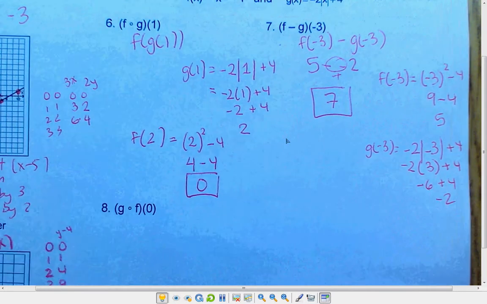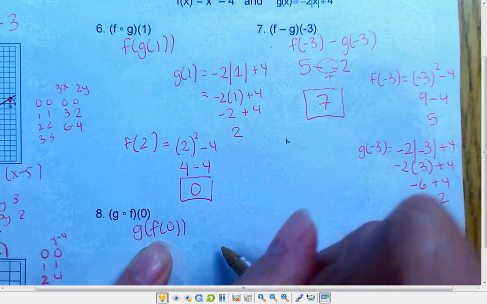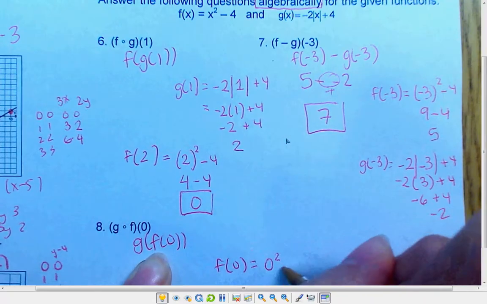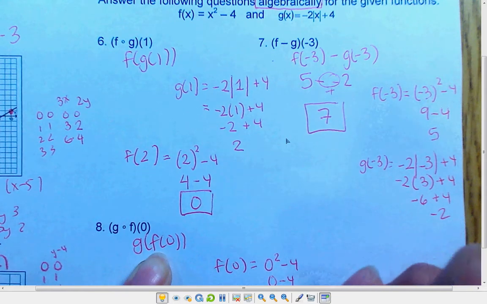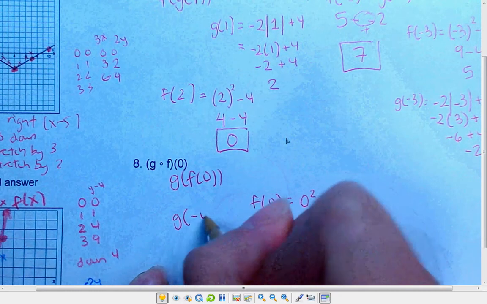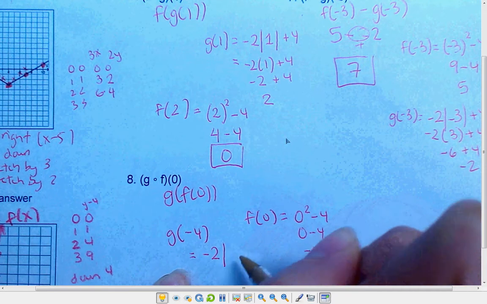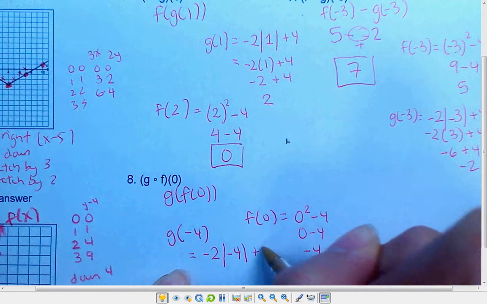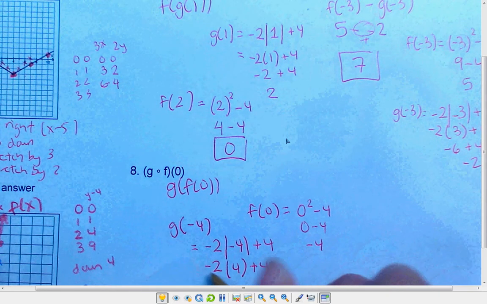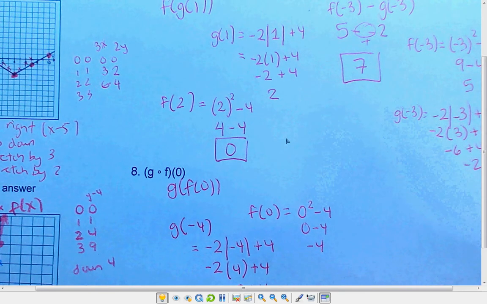Okay, one last problem. Now we're going to do g of f of 0. So the first thing we're going to do is plug 0 into f. So I'm plugging 0 in for x. 0 squared minus 4. 0 minus 4 gives me negative 4. And negative 4 is what I'm going to plug into g now. So g of negative 4 equals, instead of an x, I'm going to plug in negative 4. So absolute value of negative 4 gives me positive 4. Negative 2 times positive 4 is negative 8. Negative 8 plus 4 gives me negative 4, and that's my answer.